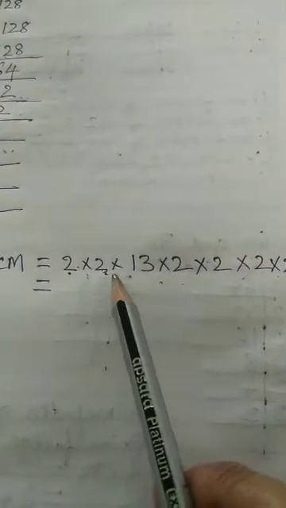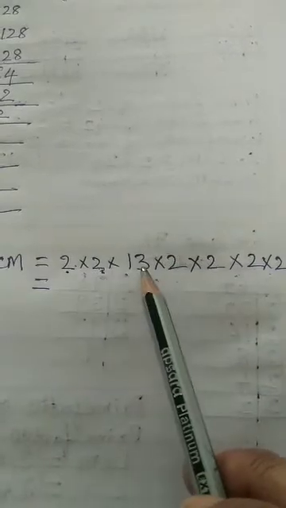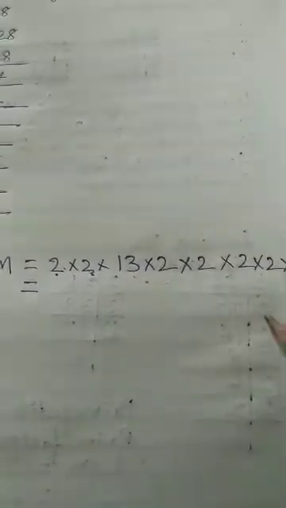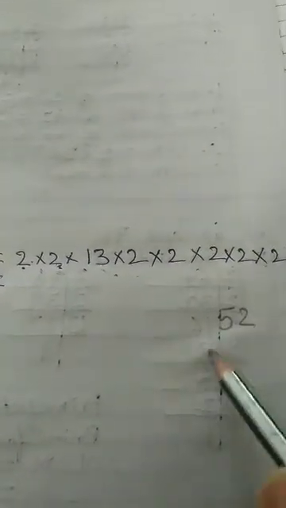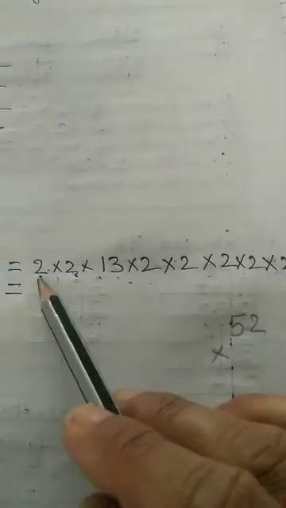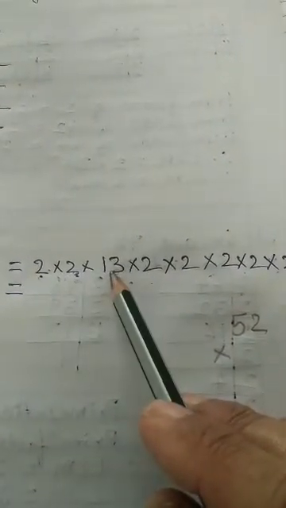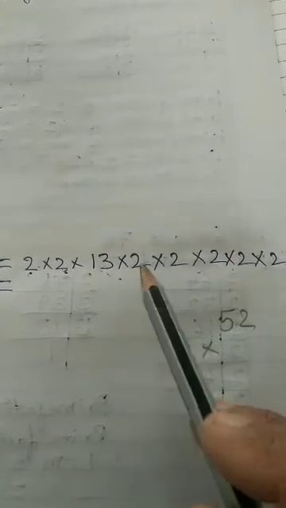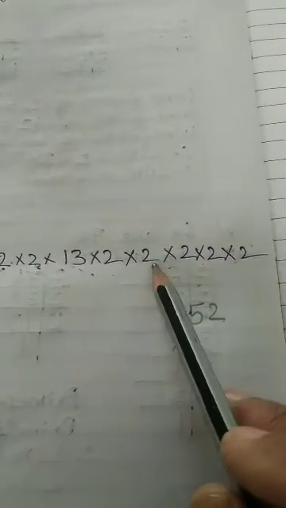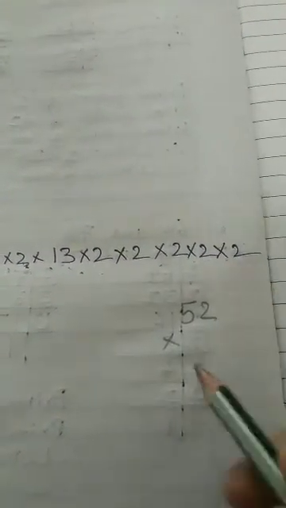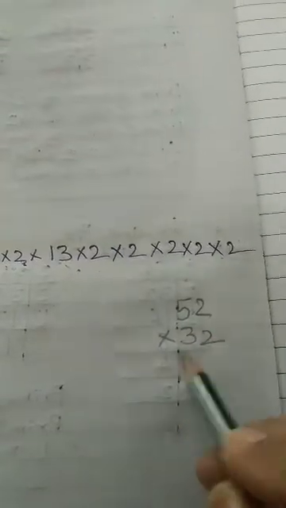2 2s are 4. 4 13s are 52. This 52 into... next these 2. 2 2s are 4, 4 2s are 8, 8 2s are 16, 16 2s are 32. So for 52 into 32 you have to multiply and check.